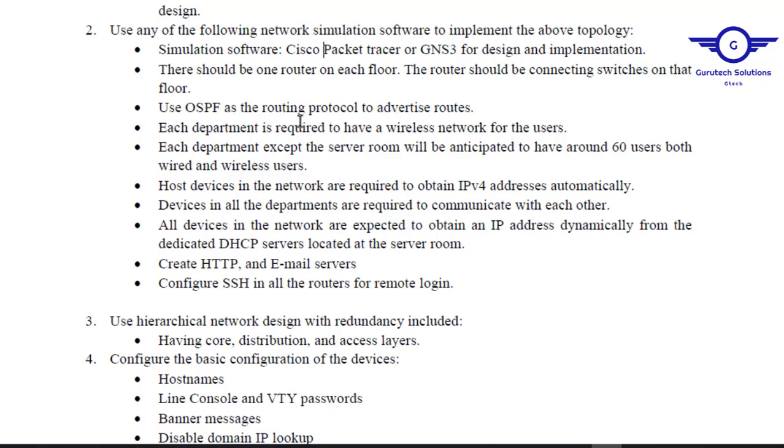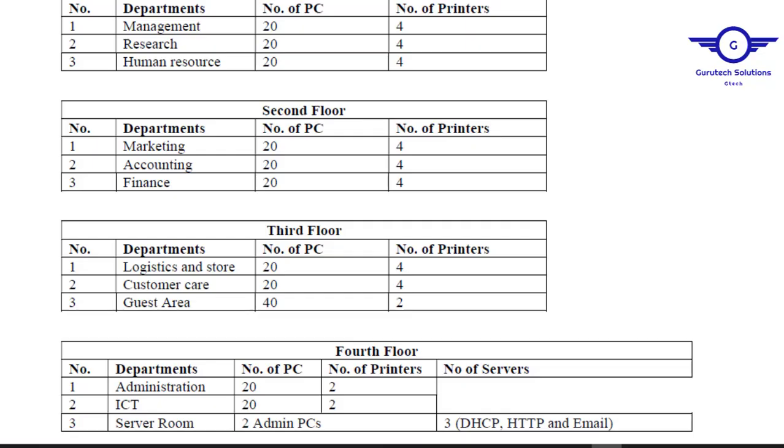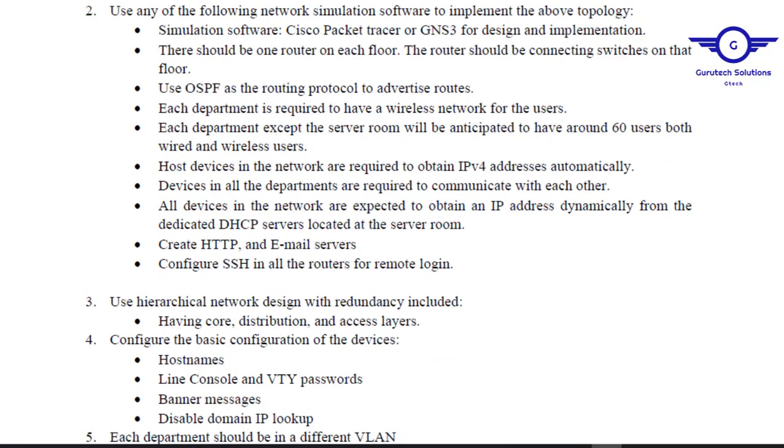Each department is required to have a wireless network for the users. Each department except the server room will be anticipated to have around 60 users, both wired and wireless users. Let me go back to the table. I can see each department will have at least 24, 24, 24, 24, 42. Okay, so including the wired and the wireless users, we should have 60 users.